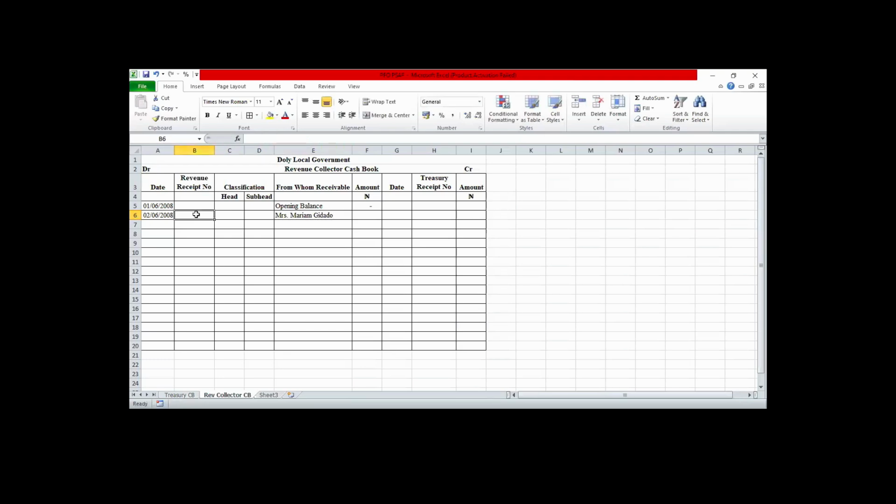What is the receipt number issued to Mrs. Miriam Gidado? First receipt. Look at the receipt they issued to Mrs. Miriam Gidado. N800 417. What is the head of those receipts? What does Mrs. Miriam Gidado pay for? Declaration of age.